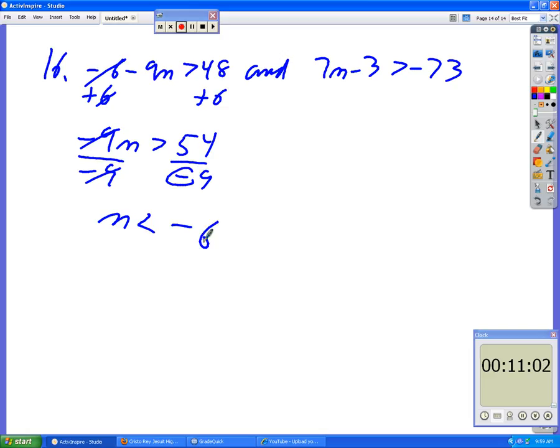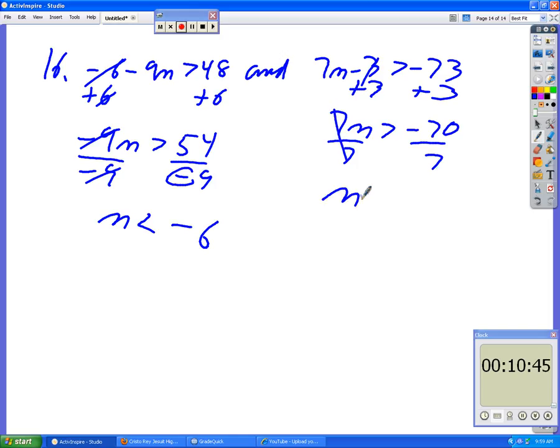Other side, again, the n is okay. The 3 has to go, so it's 7n is greater than -70. Divide by 7. They cancel. Now this is a positive 7, so we don't change the arrow. We only change when the bottom number is negative. So we get this, and this is an and. Let's graph it.